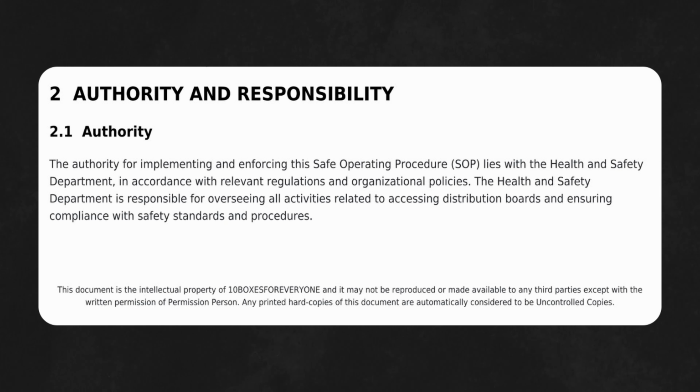Number 2. Authority and responsibility. This section is all about ownership. Clearly define who is responsible for each step of the procedure. Accountability is key for effective implementation. Let's tackle each heading in section 2 of the SOP together.